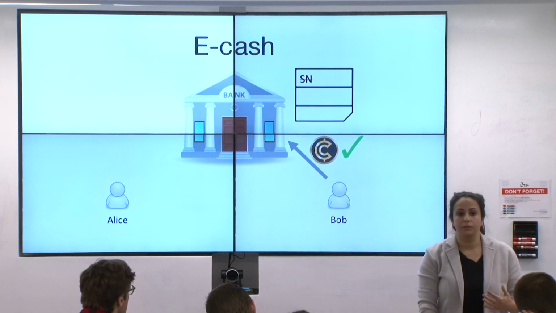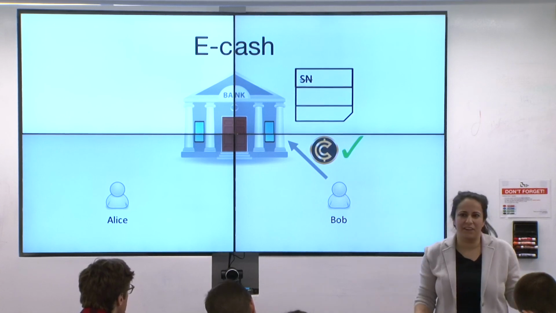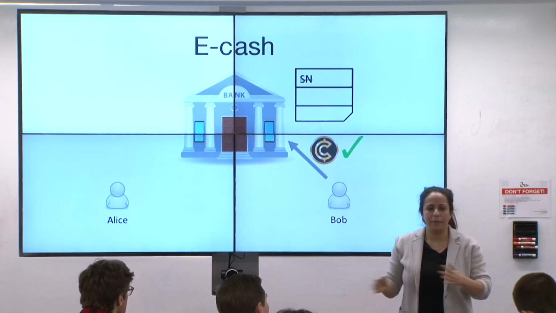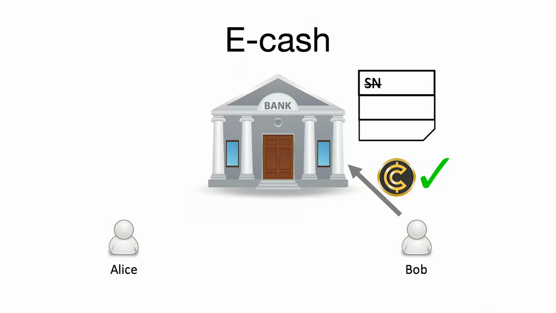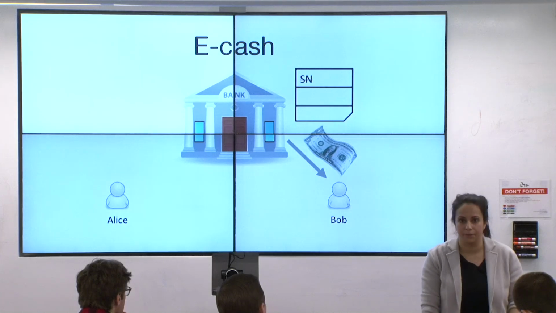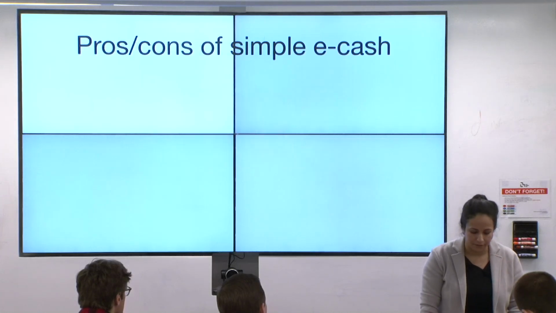The bank also still has to be online, not to do the actual payment between Alice and Bob, but in order for Bob to have confidence that this coin is real. And later on, Bob can say, I would like $1 for this coin that I've just been given, or something like that. Or Bob can have an account with the bank and maintain a balance there.